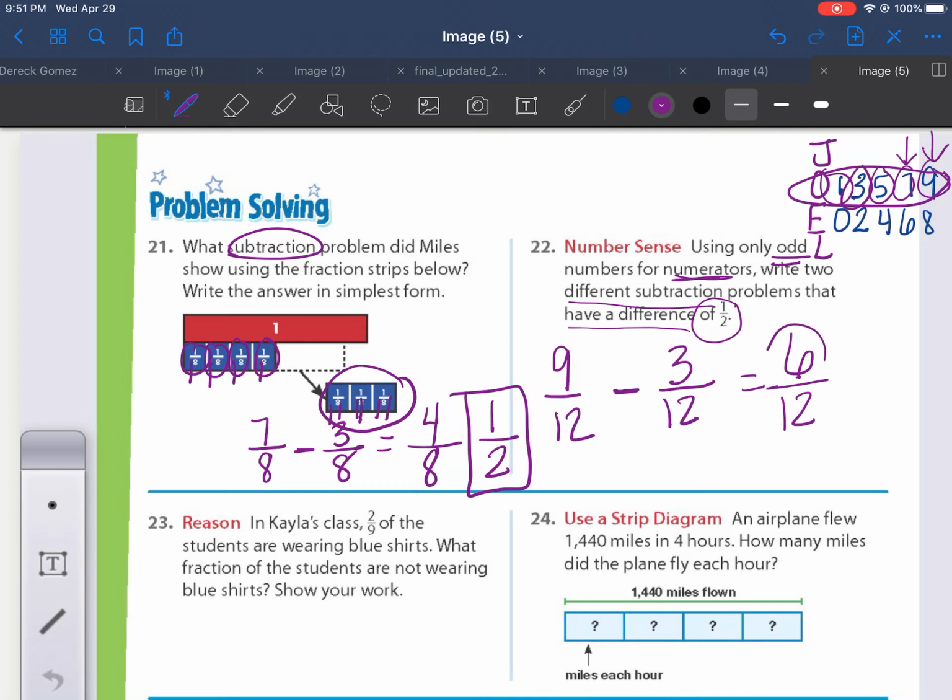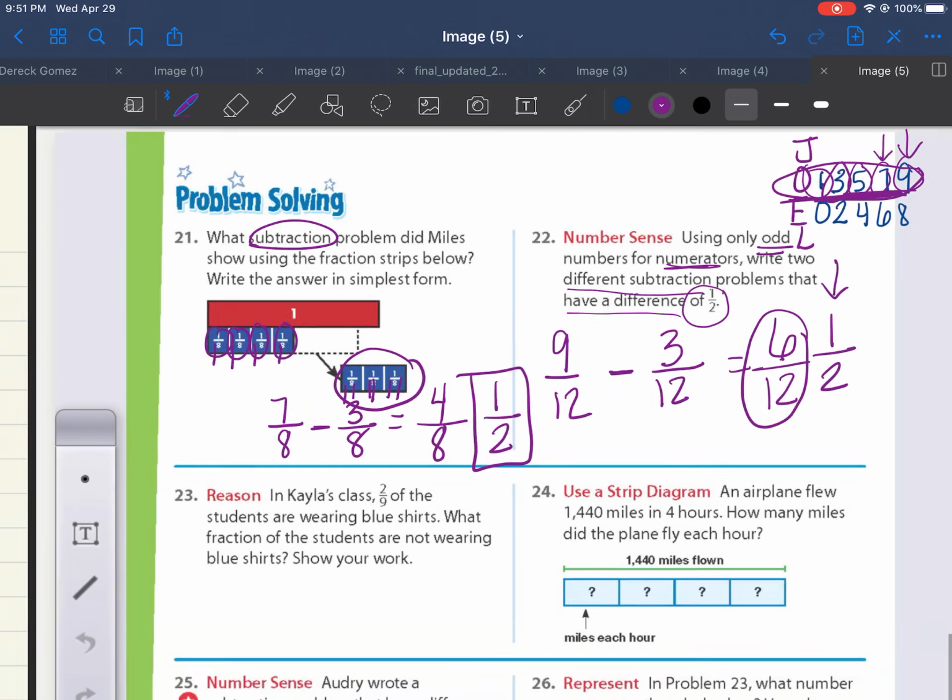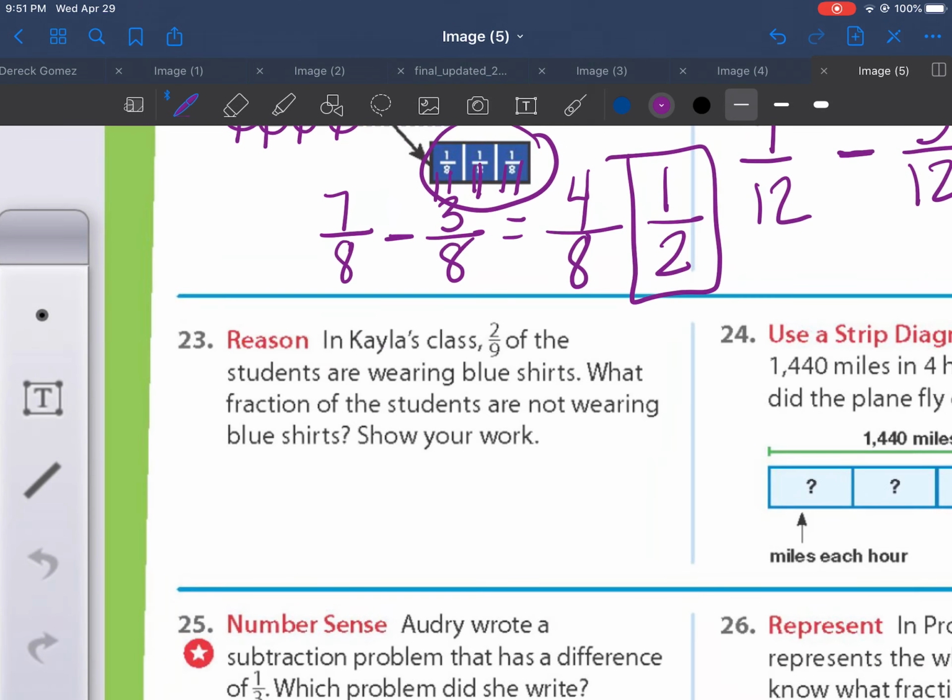I could do 3. 9 minus 3, that would be 6. If we doubled 6, that would be 12. So for 12, 6, we know that is half of 12. And we were looking for it to have a difference of half. So those two would work. 9 twelfths minus 3 twelfths. Notice that I was playing around only with the odd numbers in order to get to half.